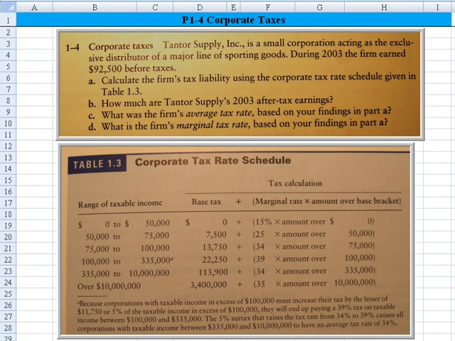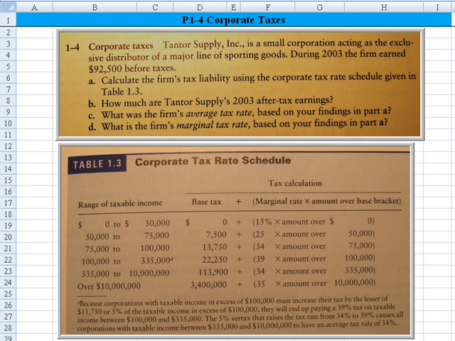Hi everyone, let's take a look at problem 1-4, which deals with corporate taxes. We have Tantor Supply Inc., a small corporation that is the exclusive distributor of a major line of sporting goods. For 2003, the firm earned $92,500 before taxes. In Part A, we need to calculate the firm's tax liability using a corporate tax rate schedule given in Table 1-3, which appears right here below.